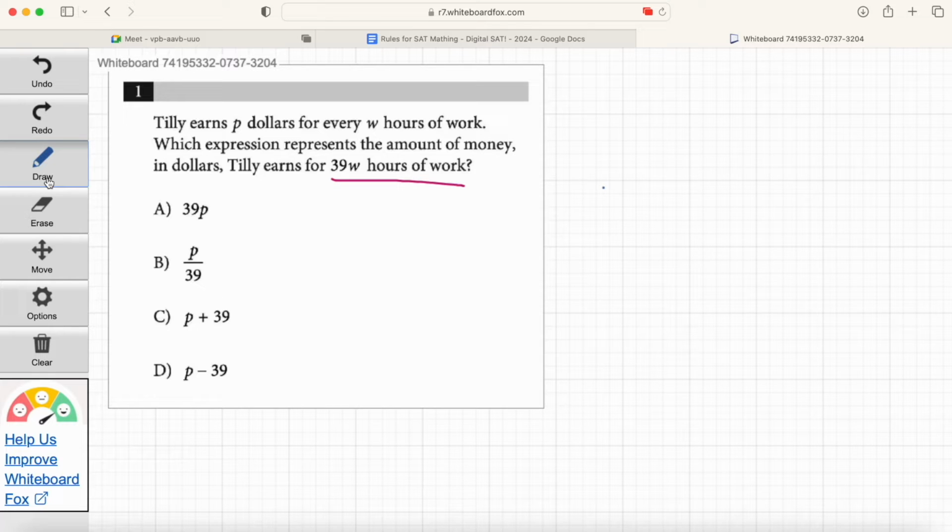Now, I don't know if you're anything like me. When I saw this question the first time, I read this and I was just like, wait, what? Like, what does that mean? What does 39 W hours of work mean? This question just kind of went over my head, and I didn't fully understand it. There's like 2 different variables here. We got a P and a W, and they're asking for how much money she earns for 39 W hours of work, and I just didn't quite understand it.